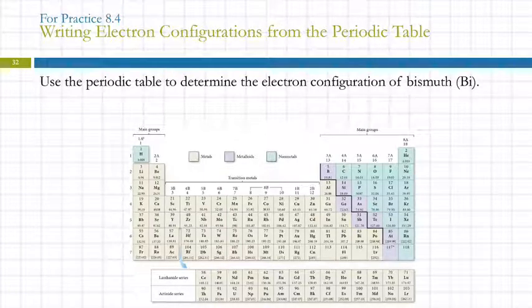So let's practice. Let's determine the electron configuration for bismuth. Bismuth is Bi. First thing is to find it on the periodic table. So what does it end with?